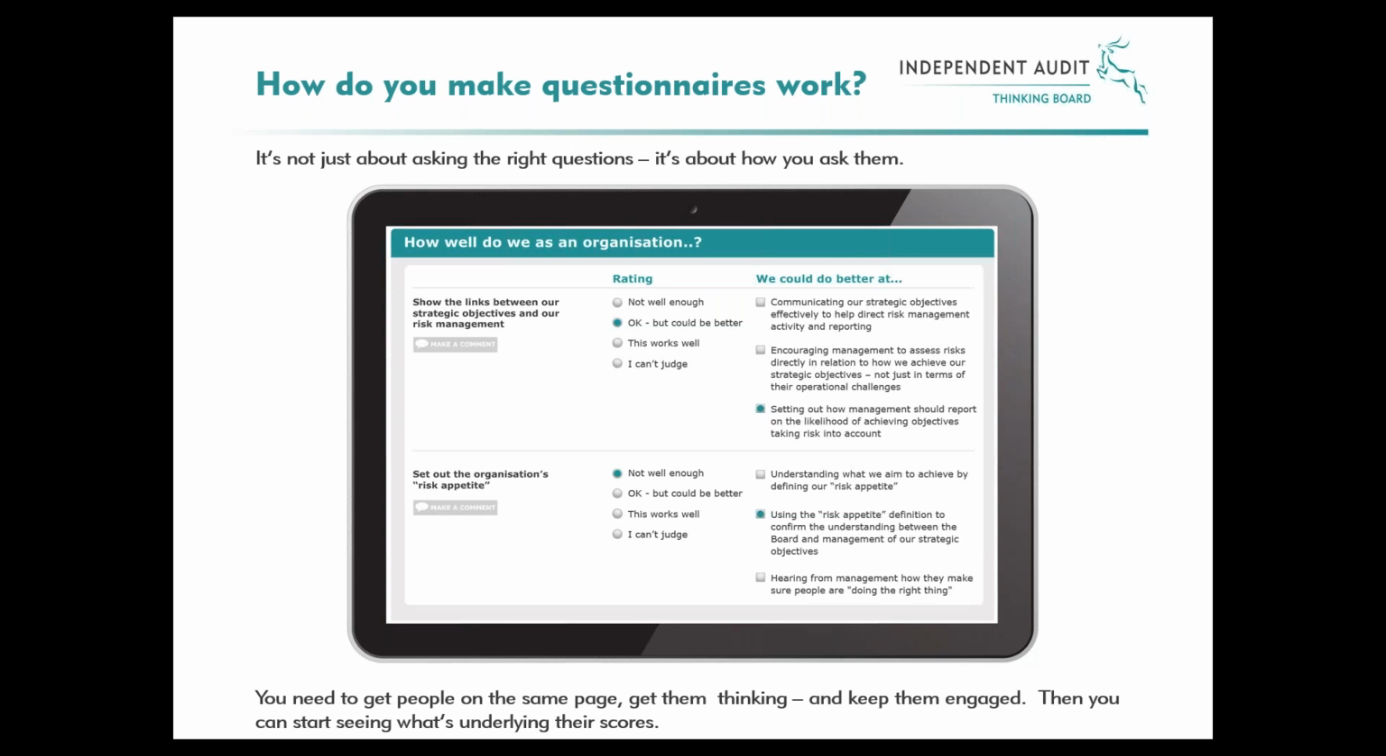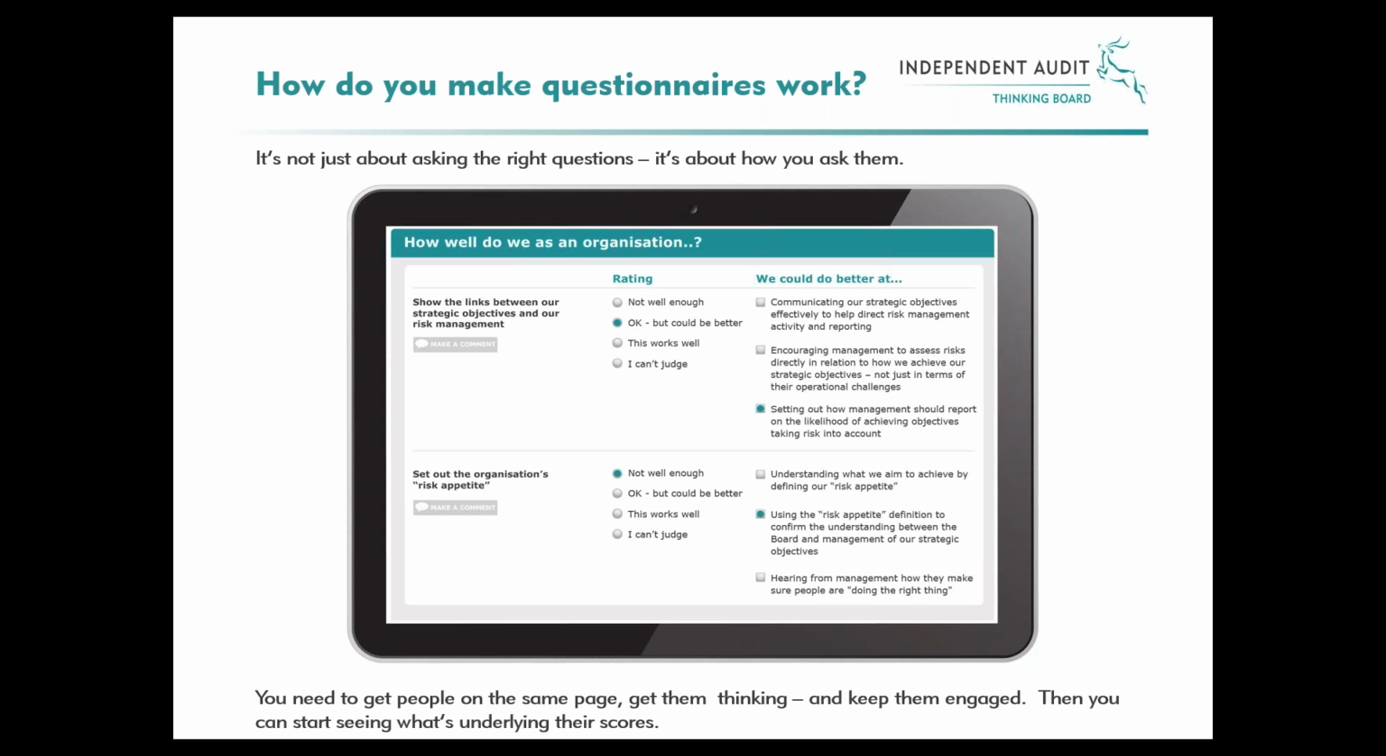from Thinking Board. And what we want to just point out here is the importance of making the questions work well, whether you're using our system or whether you're just coming up with questions for yourselves. Often a problem with questionnaires is they simply ask a question and ask for a rating without really explaining very well what the question actually means. And we overcome that by using the structure you see in front of you.